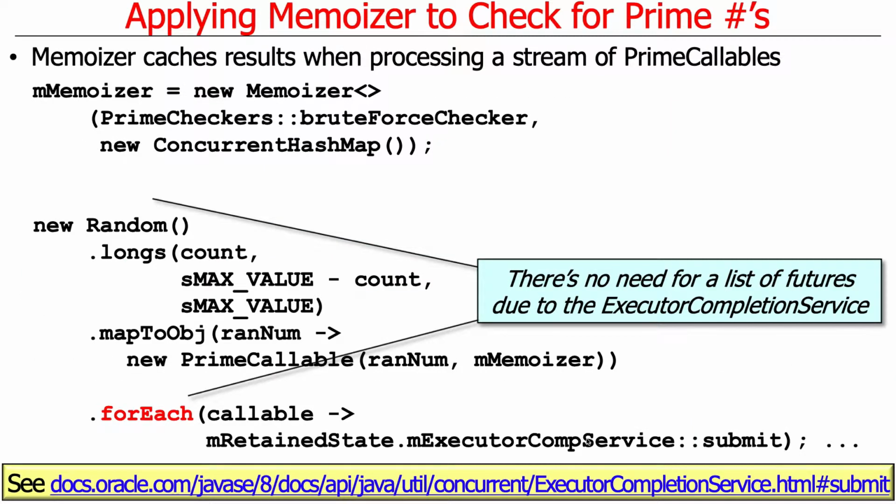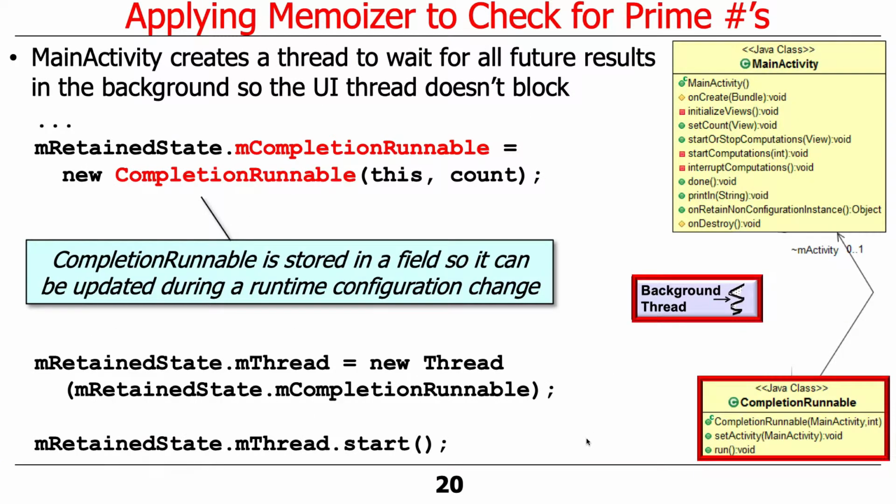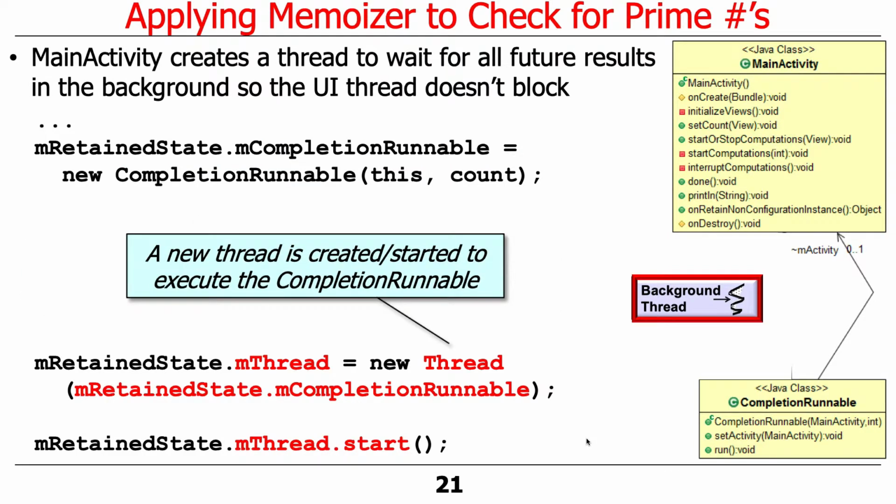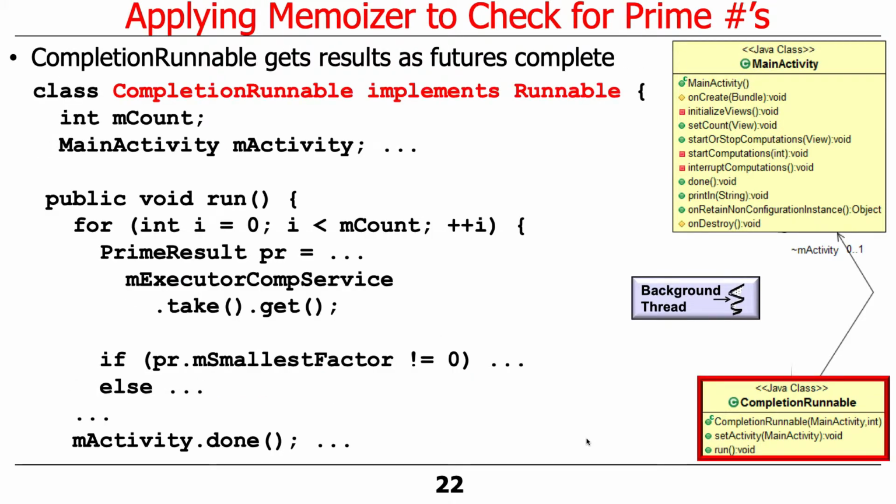That's the submission part. So we have one thread submitting a bunch of work to a pool of threads, which then run in the background. We've got to find some way to get the results back, of course. So what we're going to do is make something called a completion runnable, and I'll talk about it in a second. This is stored in retained state, so we can save it when a person rotates the phone. This doesn't get blown away. We create a new thread, associating it with that runnable, and then we start the thread. So now the thread is running in the background. So we have a background thread waiting to process the results of these asynchronous computations.